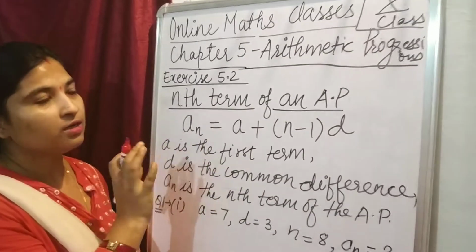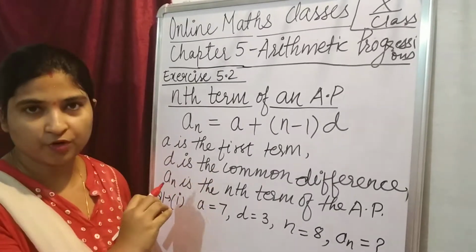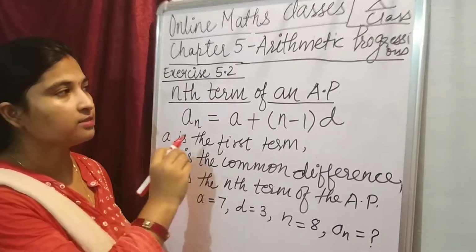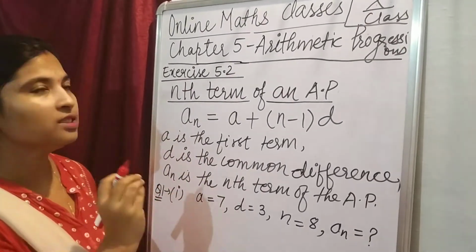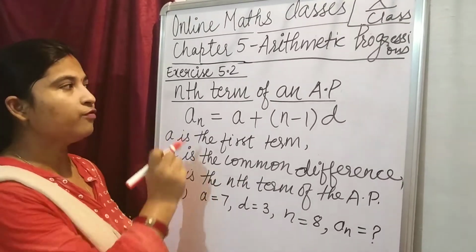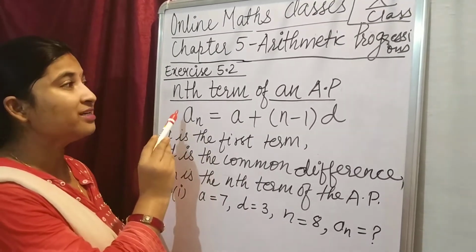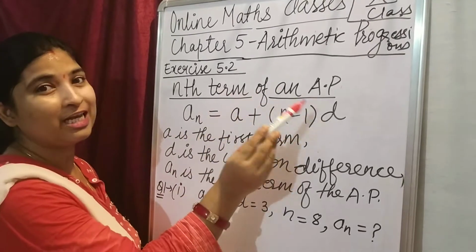Okay, we have already completed exercise 5.1. Today we are starting exercise 5.2. In the theory of exercise 5.1, we already found how to get the nth term of an AP.